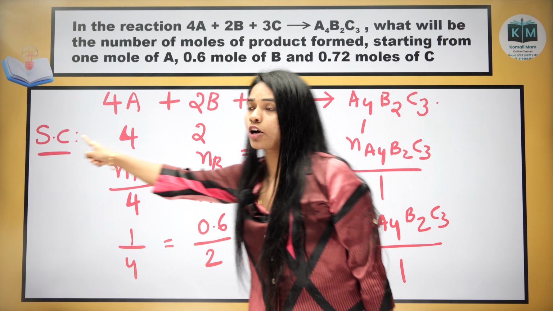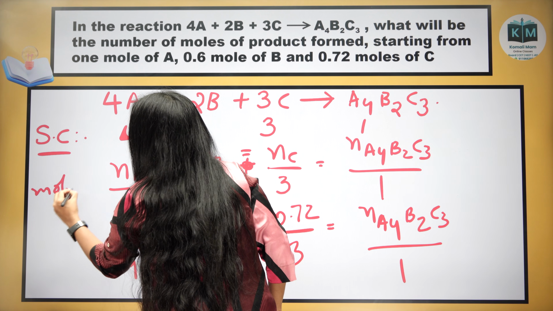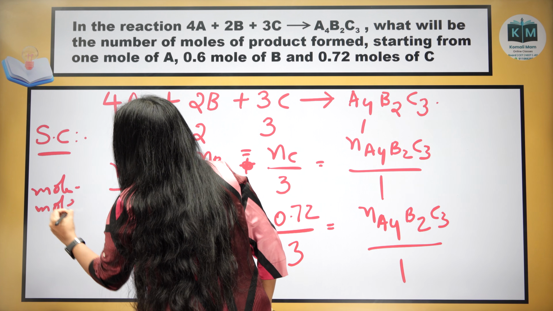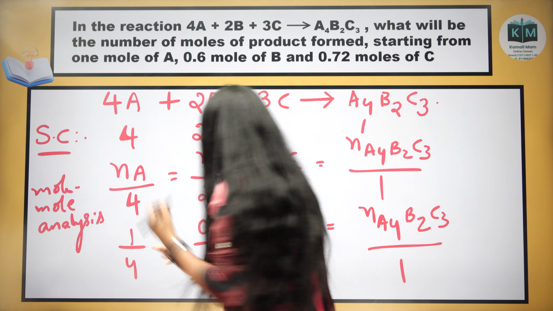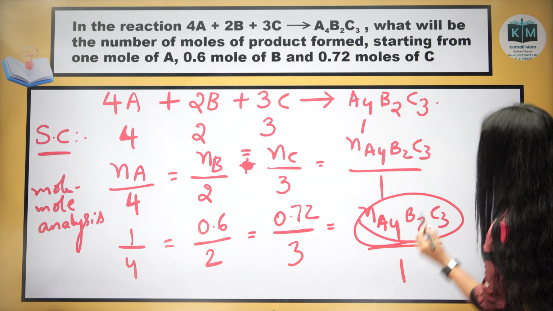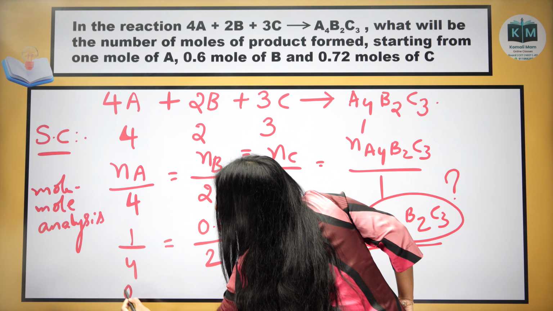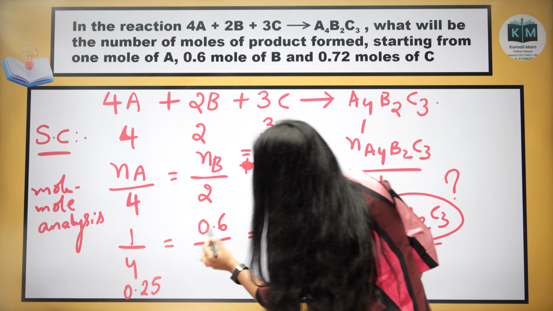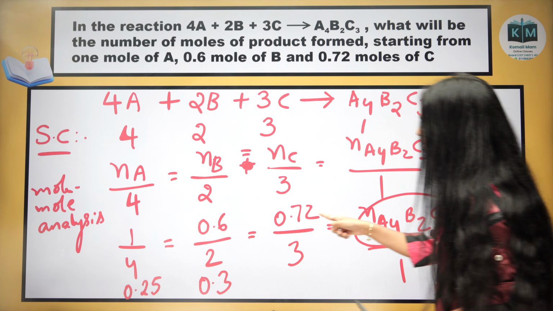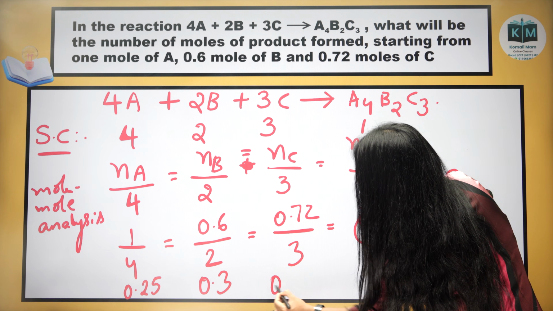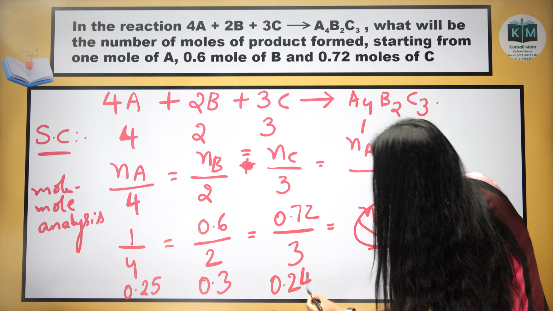So 2 steps I have told you. One is to write the stoichiometric coefficients, everything. Next one is to write the mole-mole analysis formula. And after that, this is what you want, and with this you will relate. 1 by 4 is 0.25. And 0.6 by 2 is 0.3. And 0.72 divided by 3, 3 2s are 6, 3 4s are 12, is 0.24.